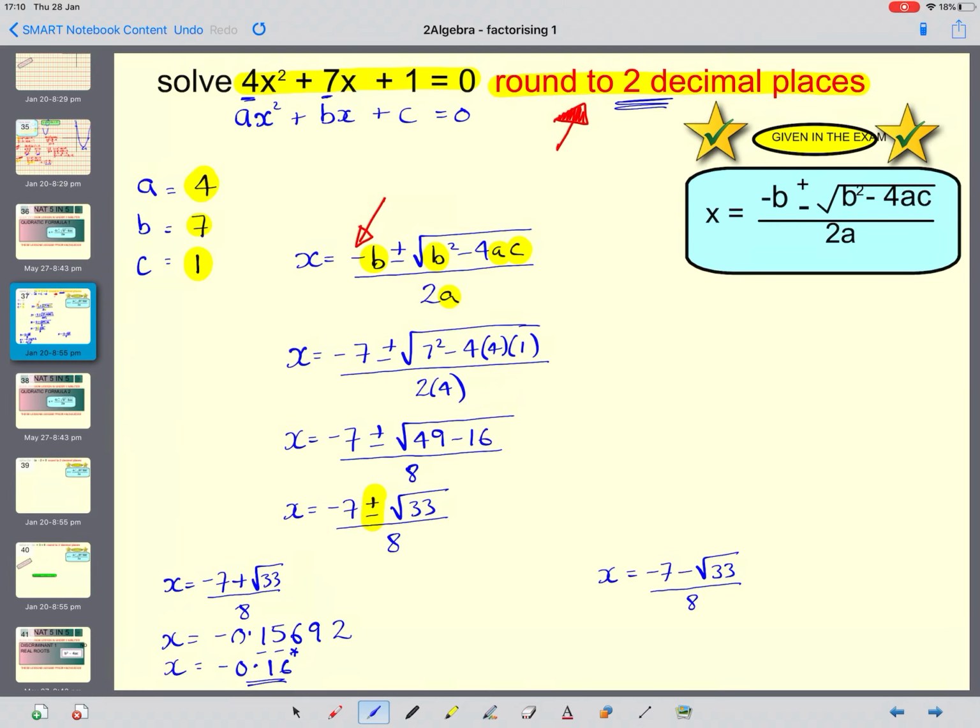And then this one here, again, if I just type that into my calculator, negative 7 take away root 33, sorry, I keep pressing the wrong button. There we go. So my x equals negative 1.59307, and again to 2 decimal places, 1, 5, 9, this is my decider, it doesn't round it up, it just keeps it the same, so it's negative 1.59.